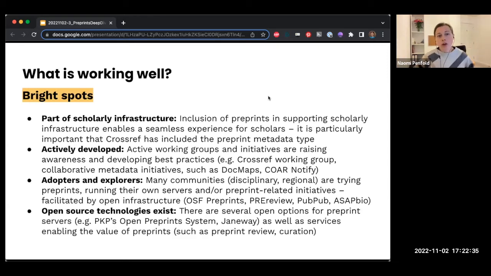And finally, there are several open source technologies, particularly when we think about preprint servers, that already exist and already align with the principles of open infrastructure, to do with community governance, transparency, and open source technology. I've just noted a couple on the slide there. PKP's Open Preprint Systems is used by several preprint servers today. Janeway, there are two notable preprint servers that have recently joined, Janeway via California Digital Library, I think just in the past year. And there are some services about preprint review that are also built on open source technologies. So we're not working from a space where we need to build, we can build from where we are.